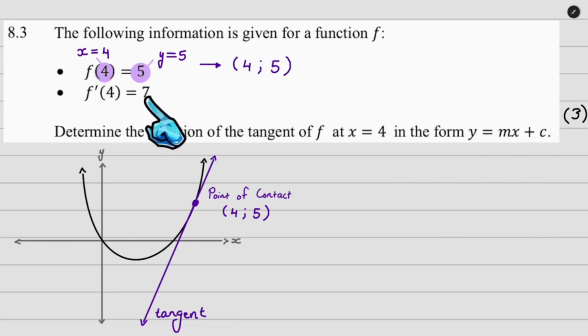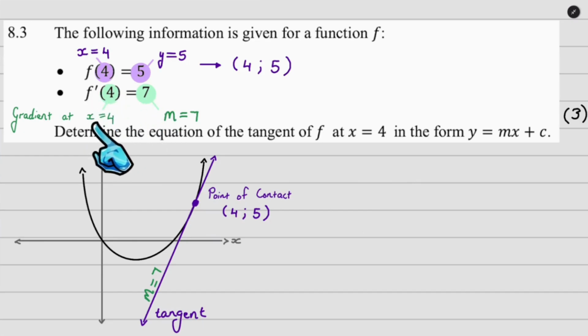And now this over here is a very complicated way of giving you the gradient of the tangent. The second one, like we said, the gradient at x equals 4 is 7. So they're telling us the gradient of this tangent is 7 because the gradient of this function and the tangent are the same at the point of contact. So this was a very complicated way of giving us this information.